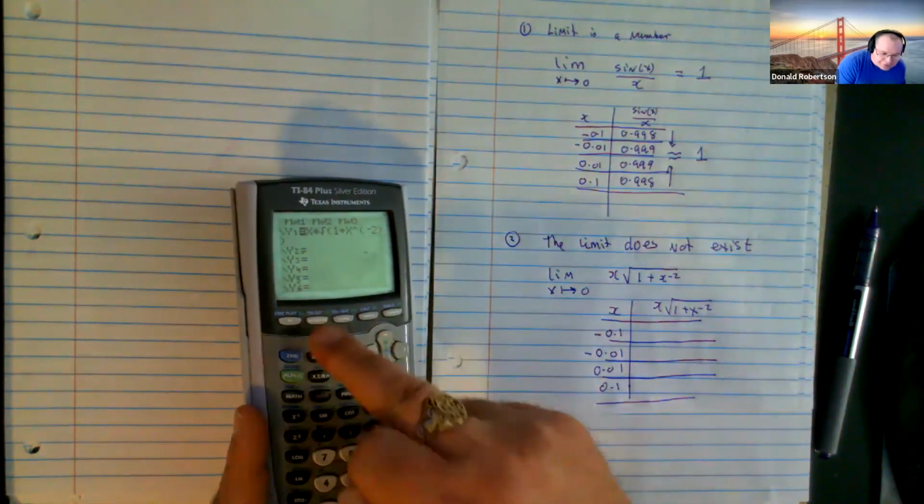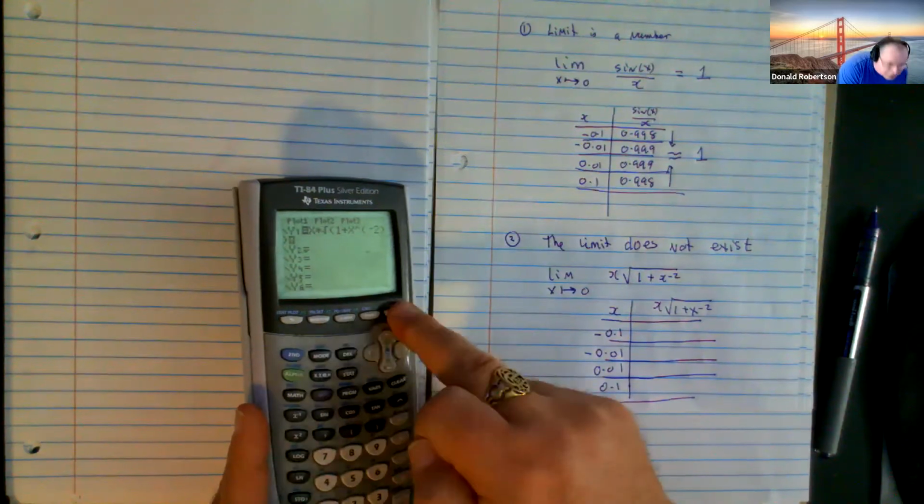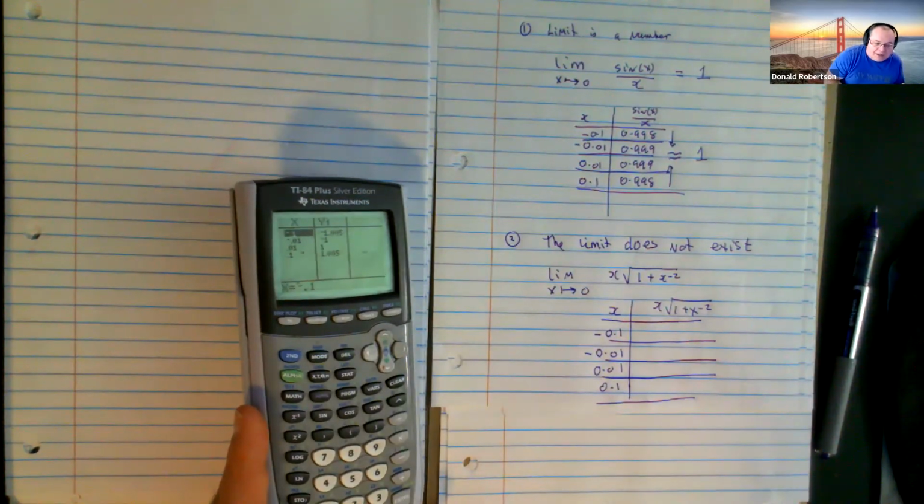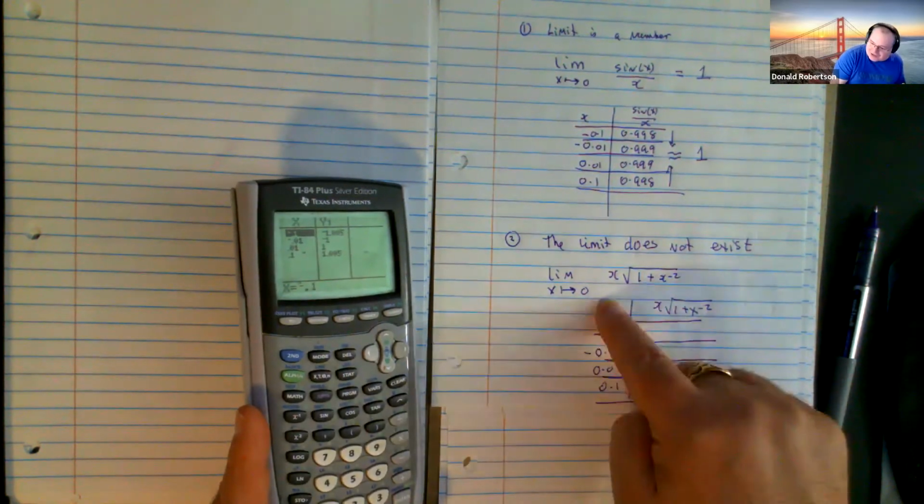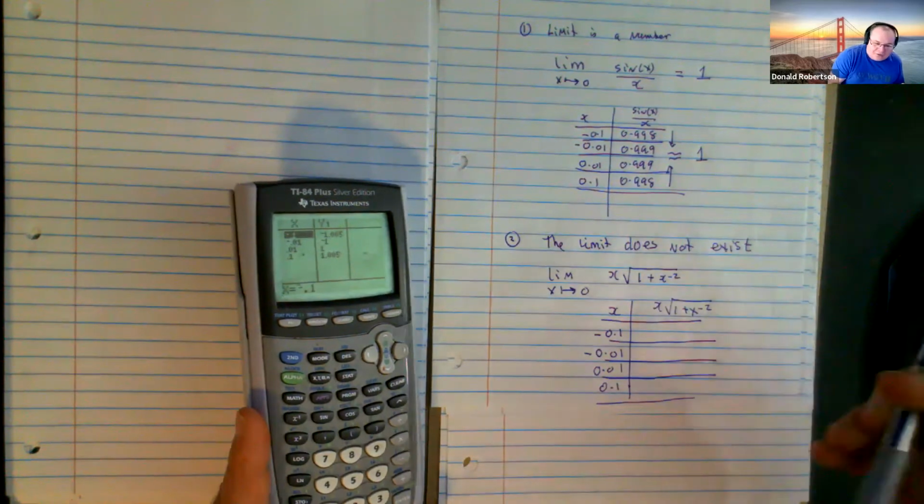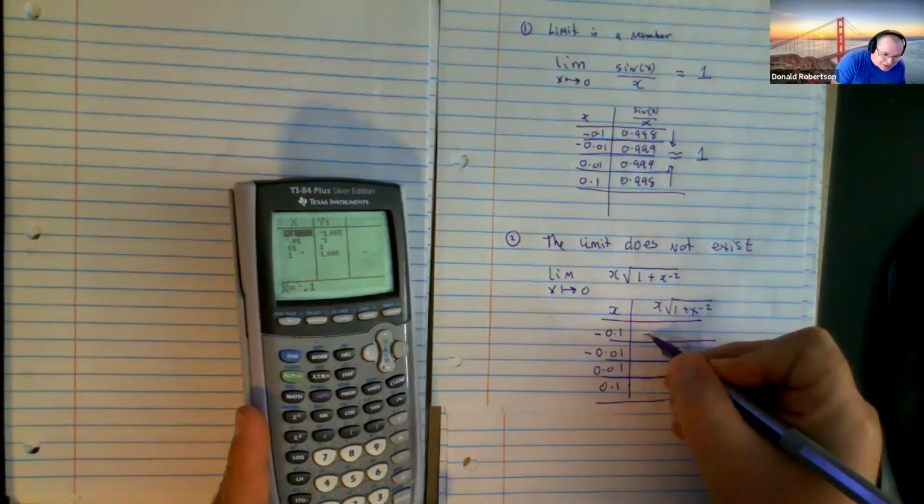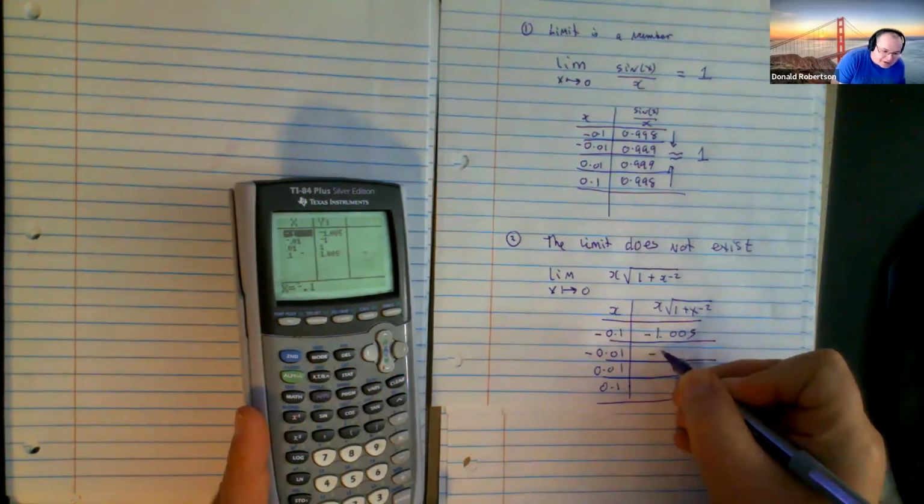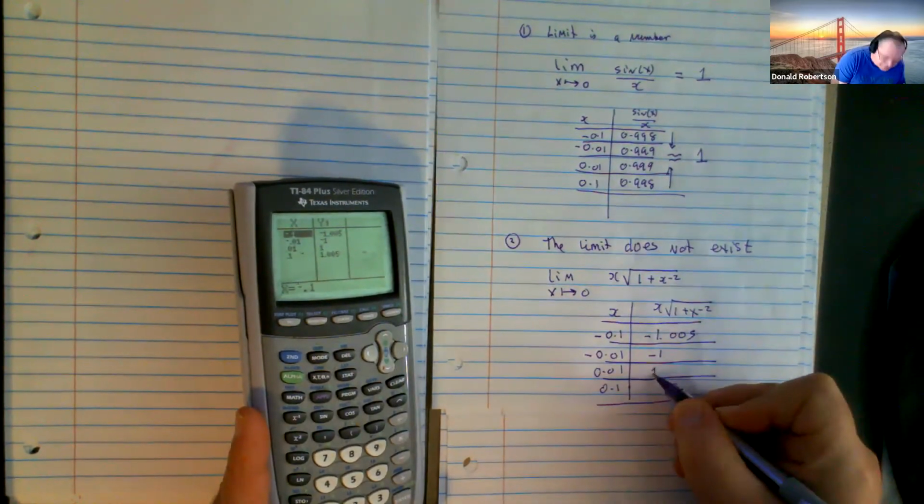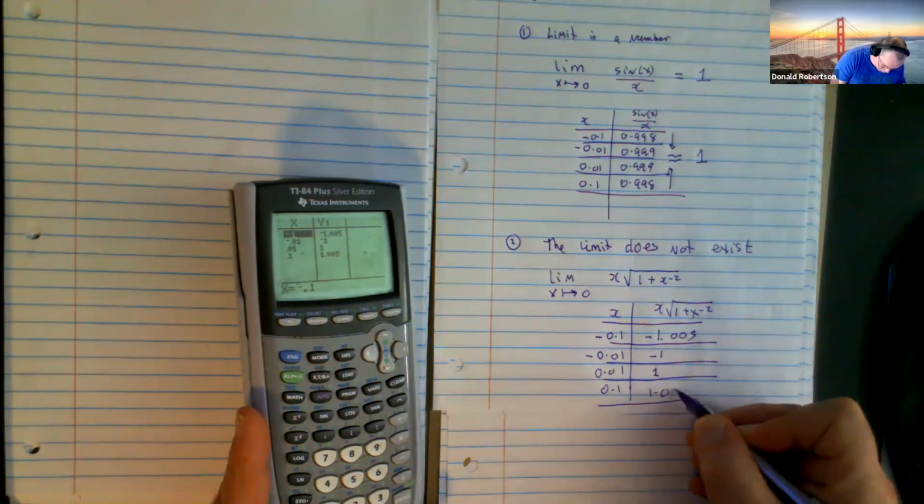Now I've already done the table setup, so I'm not going to do that, and I'm now going to go back to here. And isn't that nice? That's more than I was expecting. Haven't I already got these numbers set up? Right. So I don't need to retype them. So I'm going to have the answer negative 1.005 and then negative 1. And then I get positive 1 and positive 1.005.